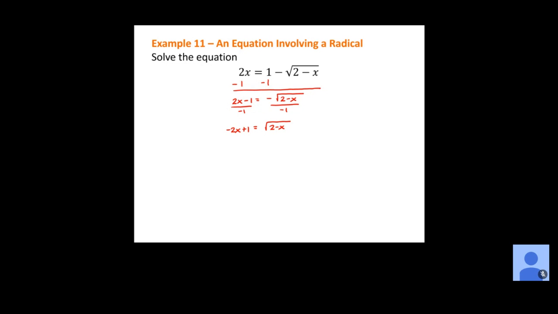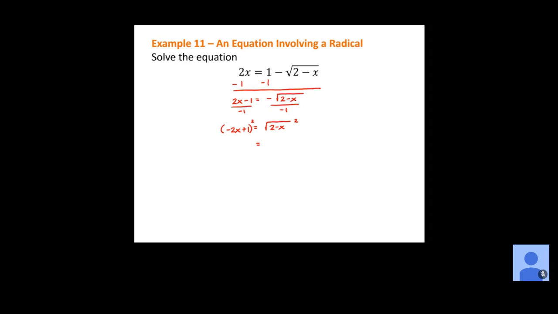Now, at that point, we can actually square both sides to get rid of our square root. So I'm going to square the square root, but that means I also need to square this entire side. Notice I'm grouping everything together there and squaring it all together, not just squaring each individual term.